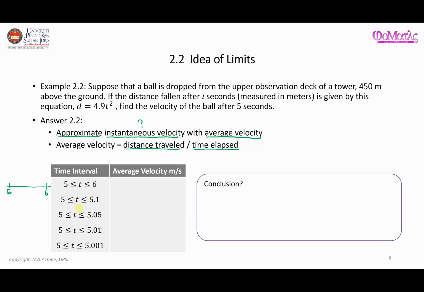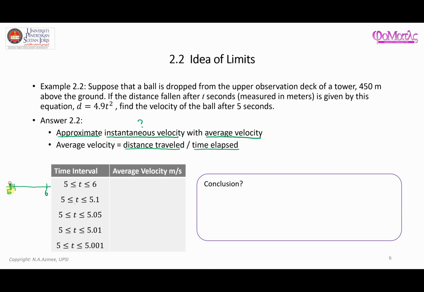Now if you go on, you can see that, for example, this one here has a shorter time interval, from 5 to 5.05, and this one gets even shorter, and this one is the shortest time interval, between 5 and 5.001. Basically, for this one, for example, the time interval is cut to between this and this value, for example from 5 to 5.1, and for this one here, it gets really short, perhaps somewhere here.